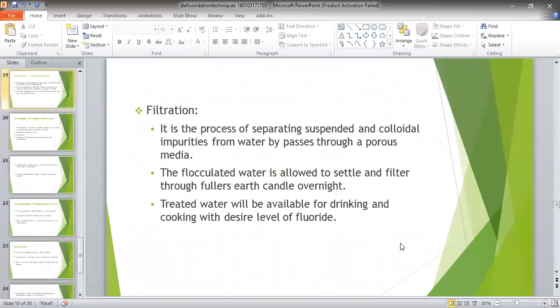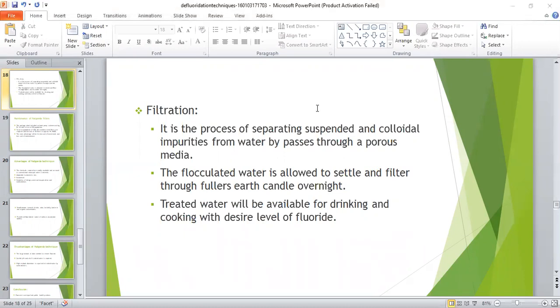It contains 4 steps. First of all, the chemicals that we are using in it are sodium aluminate, lime, and bleaching powder. The first step that is involved is rapid mixing. The second step is flocculation. Third step is sedimentation, and fourth is filtration.